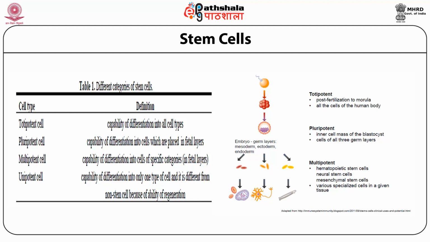As I already discussed, there are different stages of the embryo from which we isolate the cells, and then they become different kinds of cells like totipotent, pluripotent, and multipotent cells.